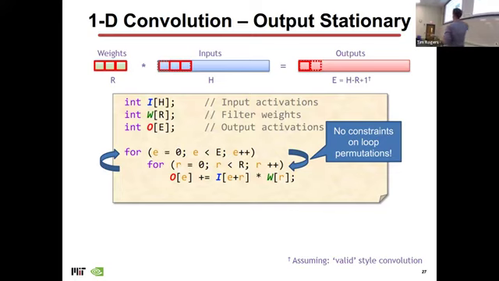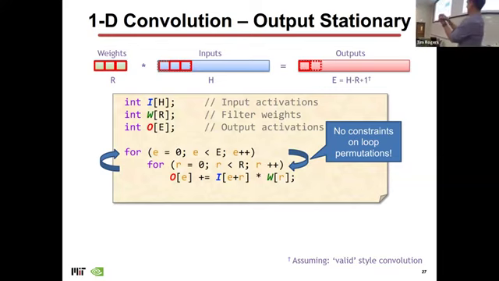The weights. Okay, so in this example, I'm going to iterate over R, which is the weight. On every iteration of that inner loop, R is going to change, and I is also going to change, right? Because if you look at the index for I, it's adding together the current index for E plus the R that's changing. Okay, because you're sort of moving through the inputs.